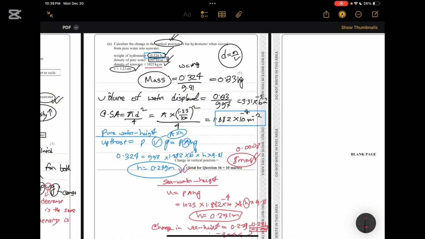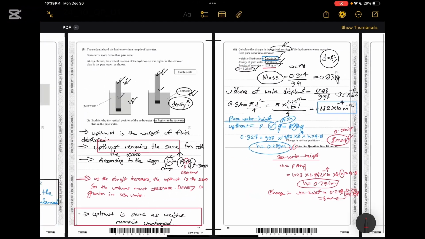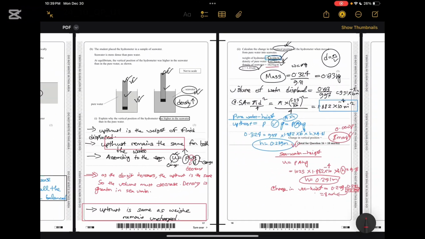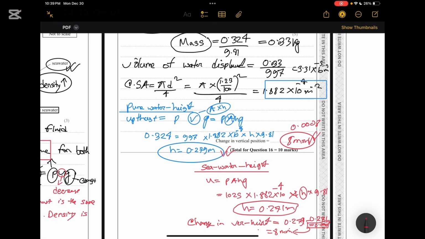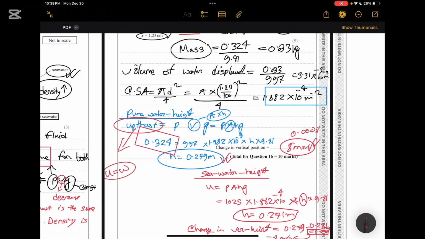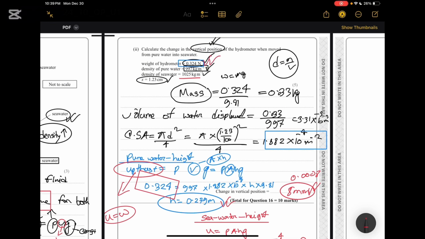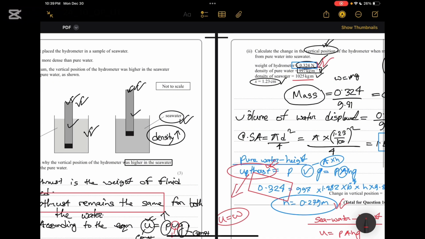So this is the end of question number 16. I hope you guys have understood, and the most important thing to understand is that the upthrust is equal to the weight of the hydrometer. This is one assumption that we have to take right here. We have taken 0.324 as the weight of the hydrometer. We know the upthrust is equal to the weight because both of them are floating and they are in equilibrium. That's why we have taken upthrust equal to weight.